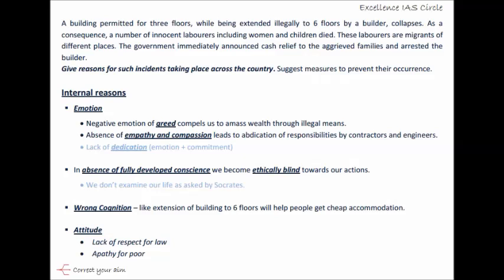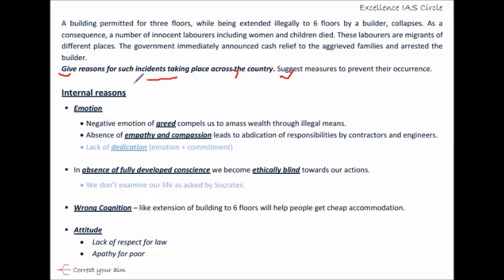So you have to write a proper introduction identifying the core ethical issue in the case. And then you have to move on to write some other ethical issues and do the analysis of the case as the introduction to the case. And then you will come down answering the first part, answering the second part, and finally the conclusion. But we will not get into all those details of answer writing of a case like this. I'll restrict myself to answer this part of the question, give reasons for such incidents taking place across the country. That's it. Because this is what the technology is applicable to.